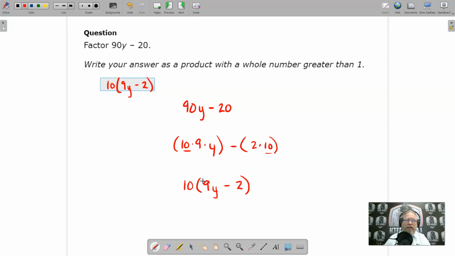Now you can always double check your answer, right? What we just did is we're basically doing reverse distributive property. So what if we just turned it right back around? We pulled the newspaper out of the house, so what if we go ahead and put the newspaper back in the house? And indeed, 10 times 9 is 90, the y goes along for the ride, and 10 times negative 2 is negative 20, or minus 20, however you want to look at it, and we would end up right back at the same thing we started with.